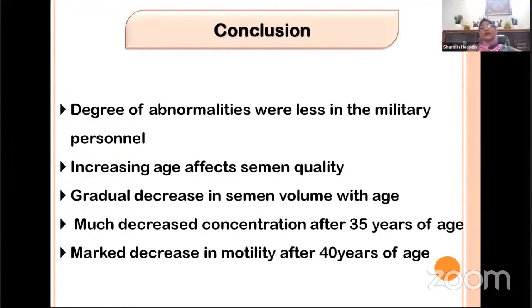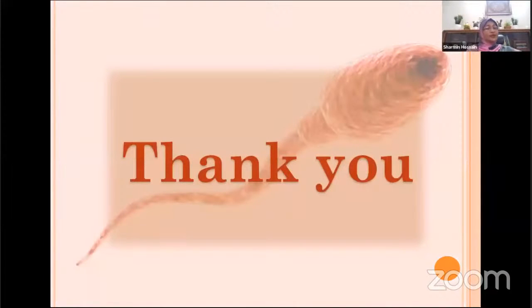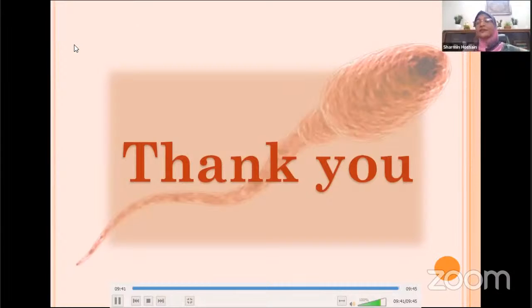Degree of abnormalities was less in military personnel. Increasing age affects semen quality, with a gradual decrease in semen volume with age. There is a much greater decrease in concentration after 35 years of age, and a marked decrease in motility occurred after 40 years of age. This is all about the study, and thank you very much for your patient hearing.